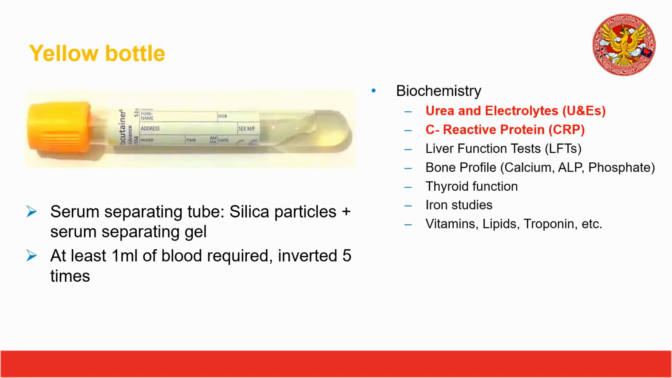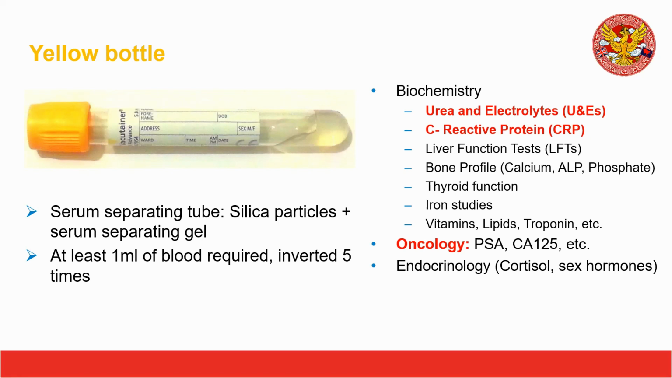In terms of the different tests that you can perform with the yellow blood bottle, you are looking at urea and electrolytes, your C-reactive protein, your liver function test, your bone profile, thyroid function, iron studies. Honestly, there are tons of tests that you can perform with the yellow blood tube. They also look at oncology, so your tumor markers, which we'll be going through later. They can also look at your cortisol, your sex hormone levels, and toxicology, the drug levels.